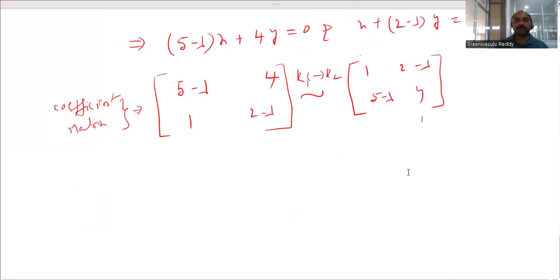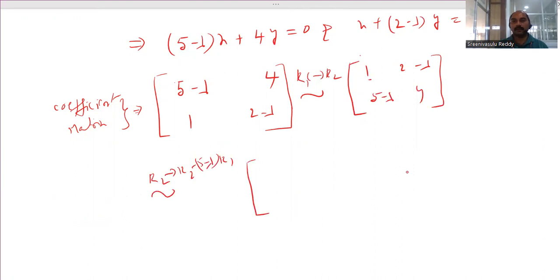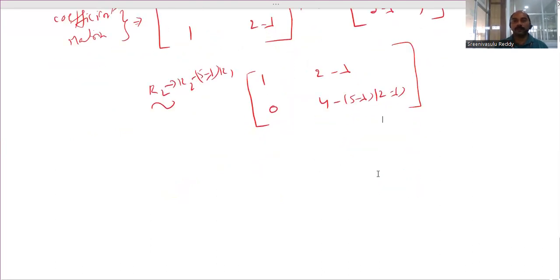Now, next step, reduce the entries below the first non-zero diagonal entry to zeros by row operation. R2 tends to R2 minus 5 lambda into R1. It becomes 1, 2 minus lambda, and this is 0, 4 minus the product of 5 minus lambda into 2 minus lambda. Okay, so clearly it is an echelon form. If you have further interest, you can simplify. So clearly it is row echelon form.